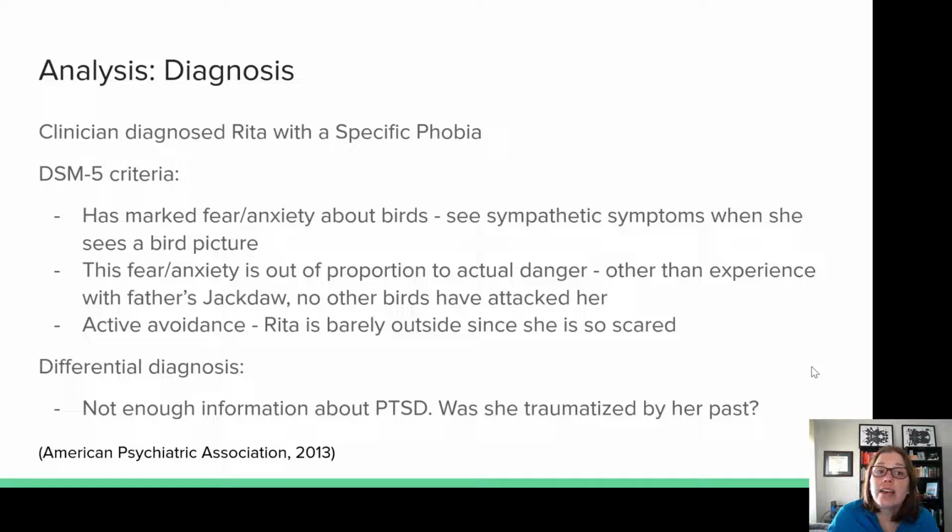You can also do an analysis of a diagnosis. So here I know exactly what diagnosis that she has, and what I did is I went to the DSM-5. You can look that up in your library and see if you can find all of the information about this specific disorder.